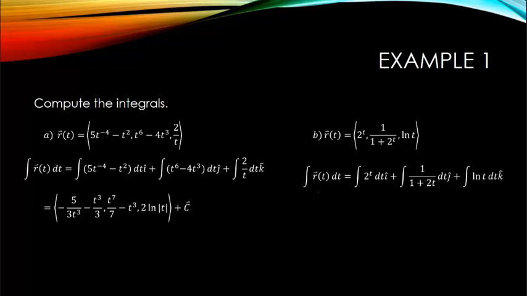For the second integral, I take the indefinite integral of the vector r of t dt, which is equal to the indefinite integral of 2 to the t dt in the i hat direction, plus the indefinite integral of 1 over the quantity 1 plus 2t dt in the j hat direction, plus the indefinite integral of the natural log of t dt in the k hat direction. This gives me another vector-valued function specified by the components 2 to the t over the natural log of 2, 1/2 the natural log of the absolute value of 1 plus 2t, and t times the natural log of the absolute value of t minus t, plus the vector c, which is an arbitrary constant vector.